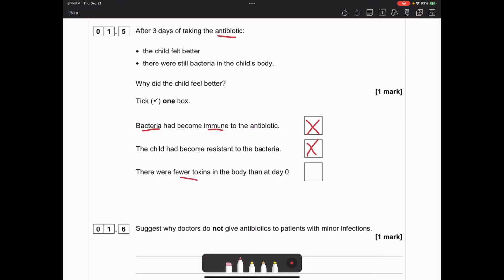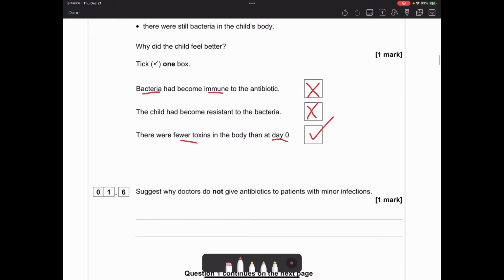There would be fewer toxins in the body at day 0. So remember, if you've got less bacteria because they're starting to die, the bacteria would be making less, so there would be less toxins flowing about in your body. So it would be the bottom one.